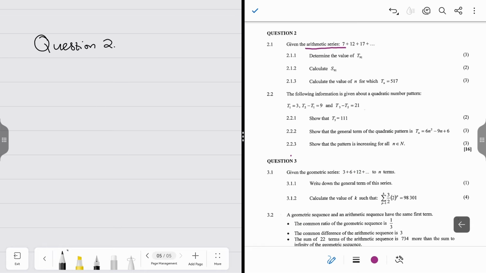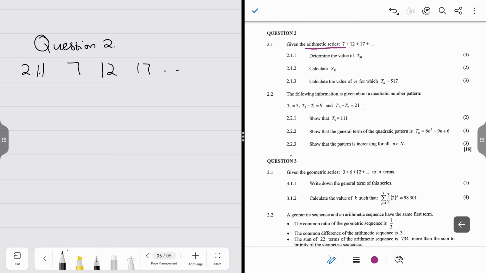So in 2.1.1, they want us to determine the value of T91. Before you can do that, you would have to copy your sequence first, which is 7 plus 12 plus 17 and so on. So what we do with that is we first find our A, and we are going to find D first.